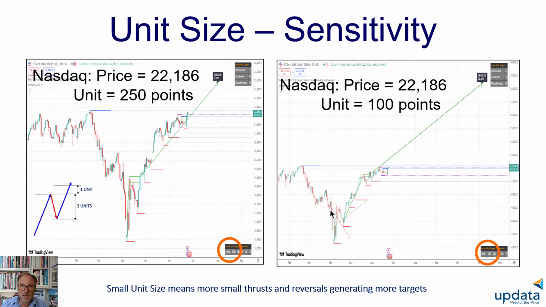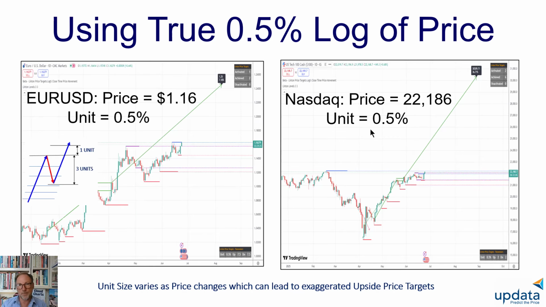Notice that we've got these little targets creeping in that weren't showing on this chart because you didn't get that setup under the less sensitive setting of a smaller unit size. And so this target was generated back here. This is a new target that's given on the 100 chart that you're not seeing on the 250. So unit size is really quite key.